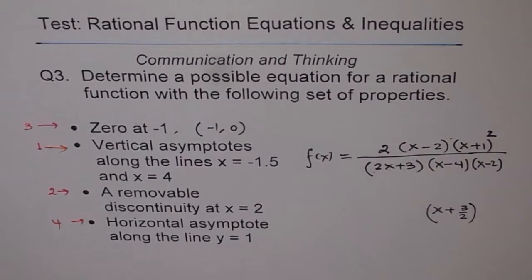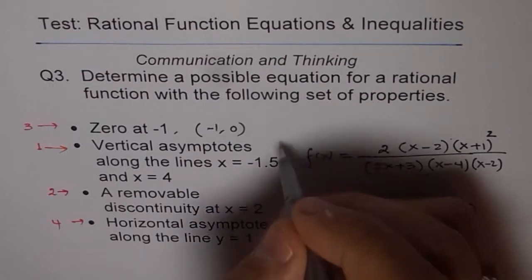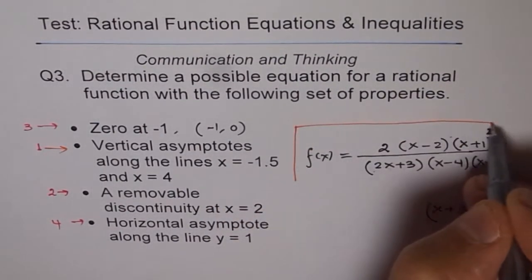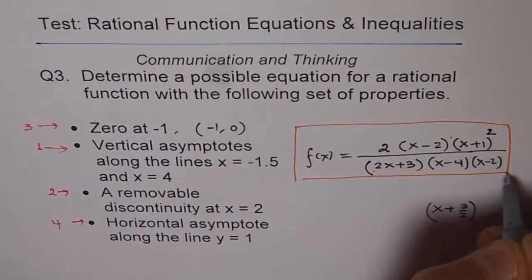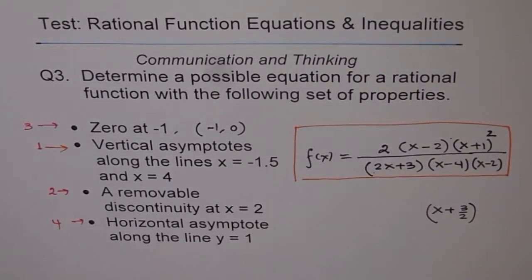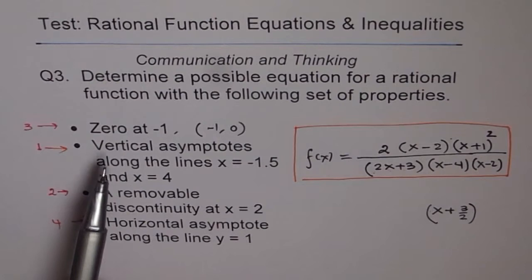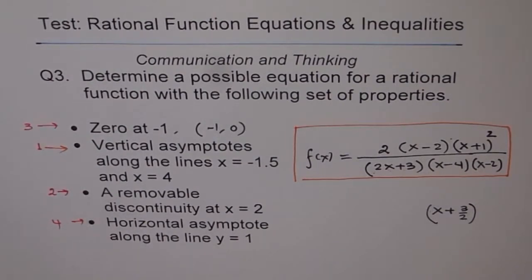That is the process by which we can develop an equation for given conditions. That is my final answer, and I hope you understand the way we derived it. Most of the time, when you have to write an equation for a rational function, the sequence to follow is to look for the vertical asymptotes, then removable discontinuities, zeros, and then horizontal asymptotes. If you work in this sequence, you'll get the correct equation in minimal time. That is very critical. I hope you appreciate it.